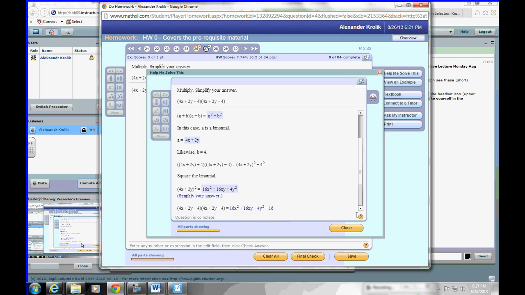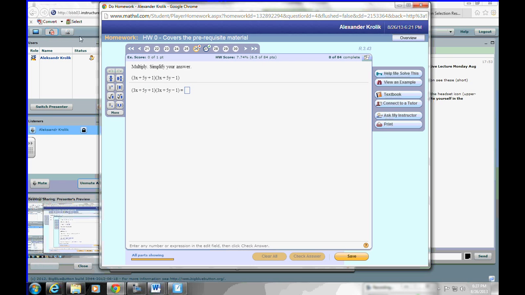And so here we go. It gave you the answer. Now, the thing is, after it helped you solve this, when you click on close, the original problem changed. So you have to rework it without the help, but they'll guide you through the steps.